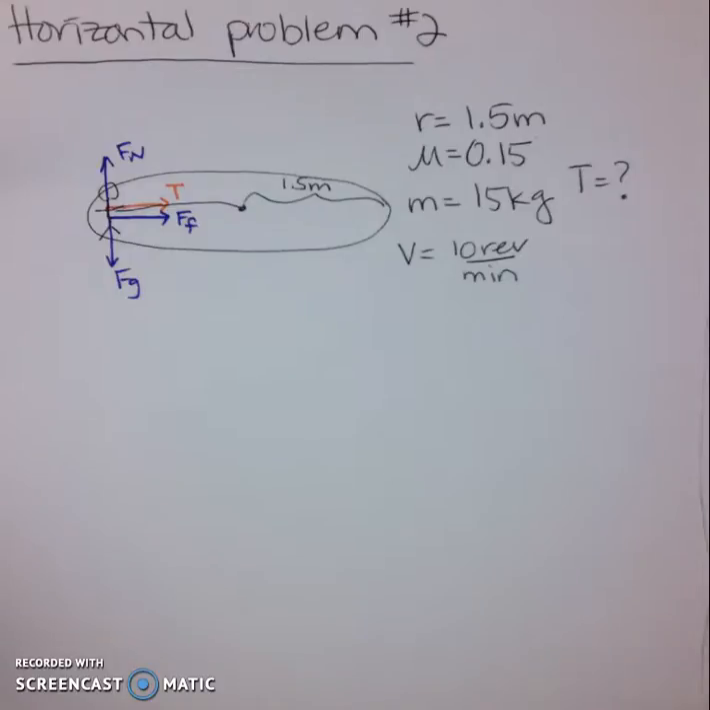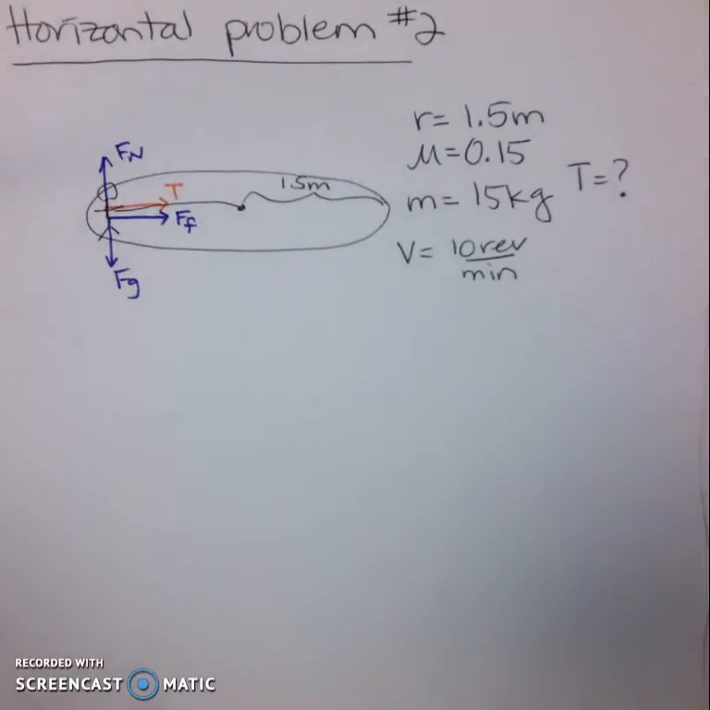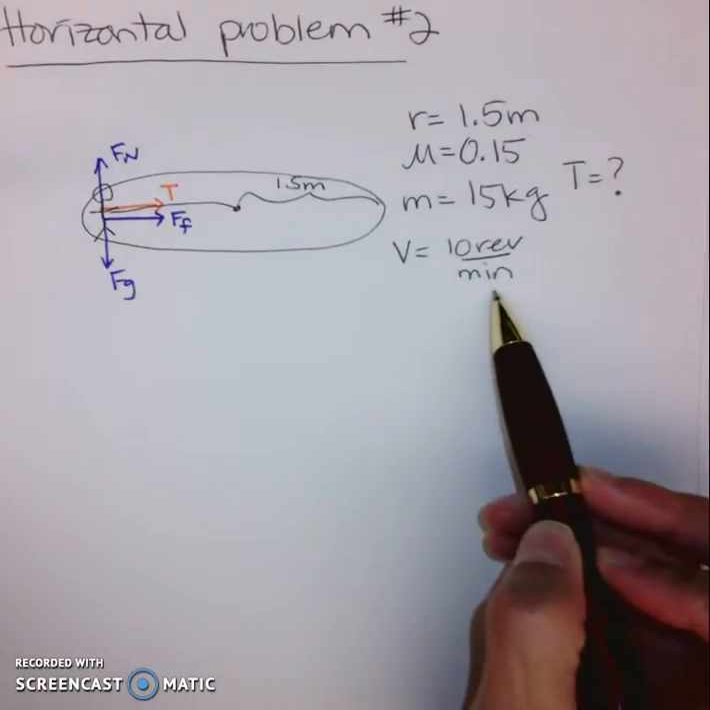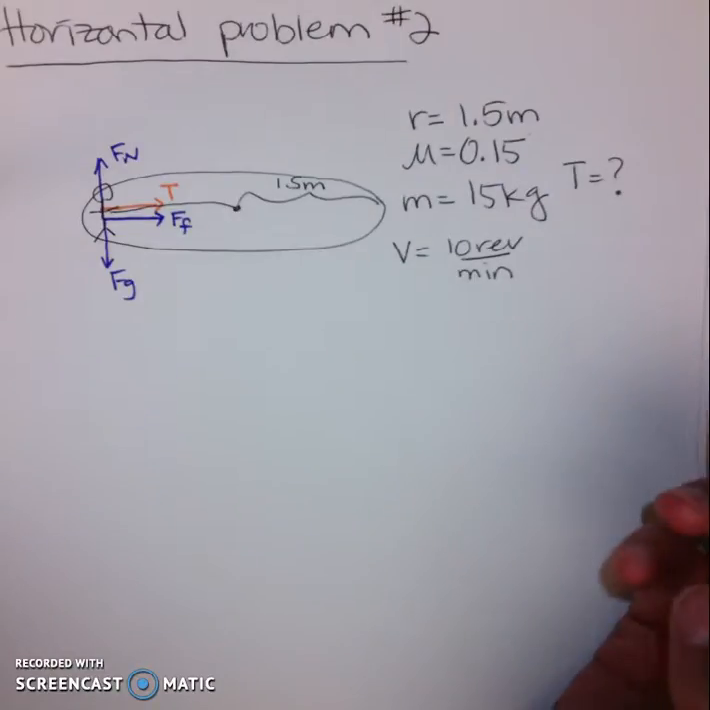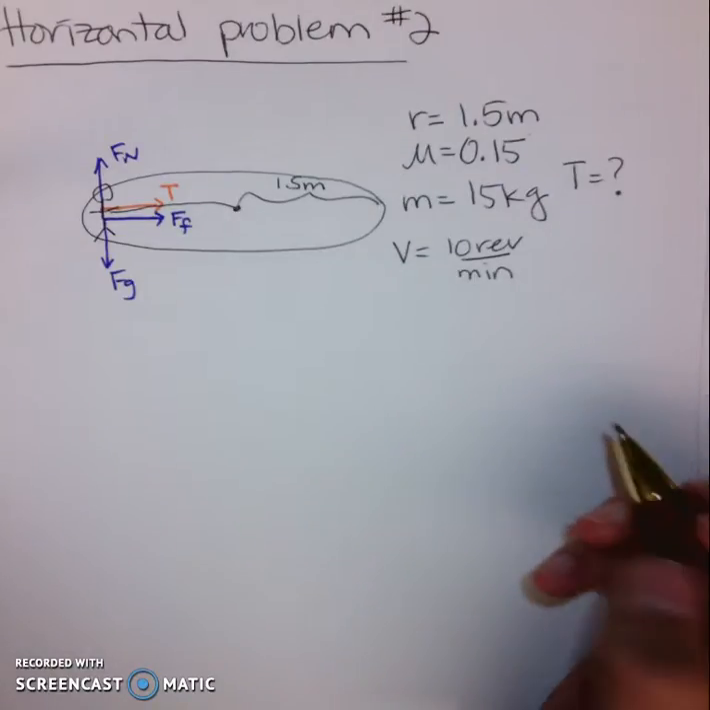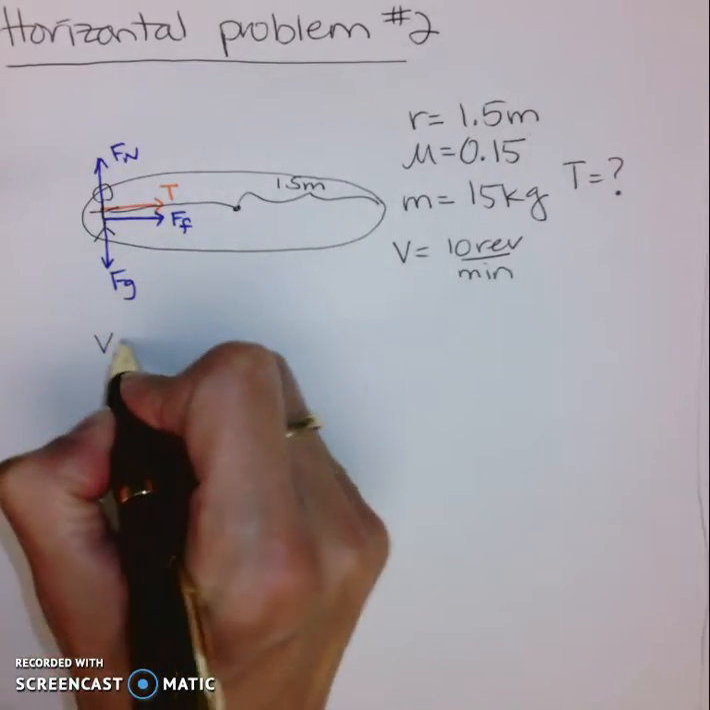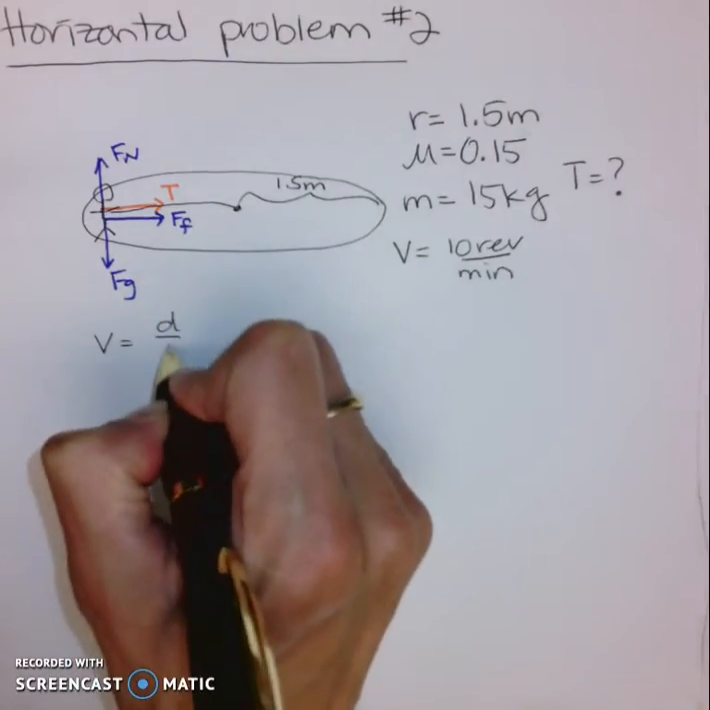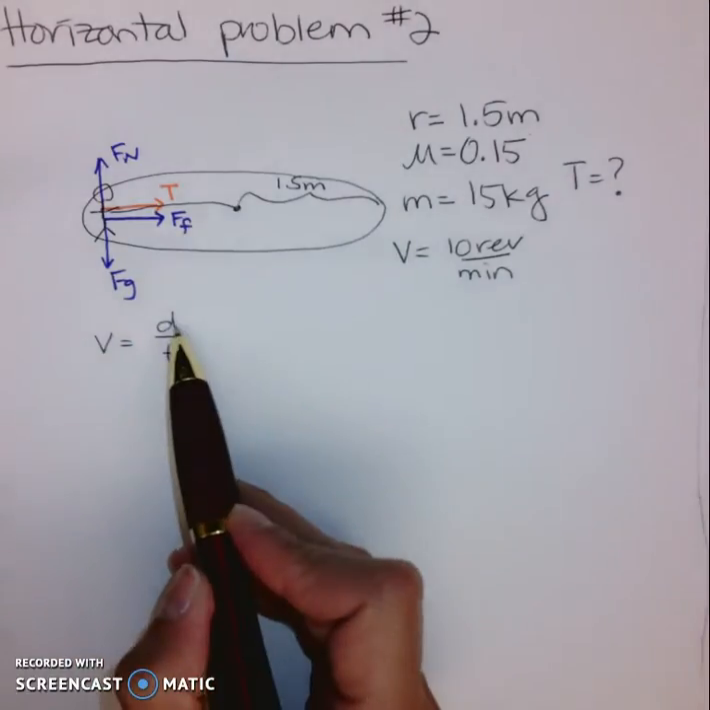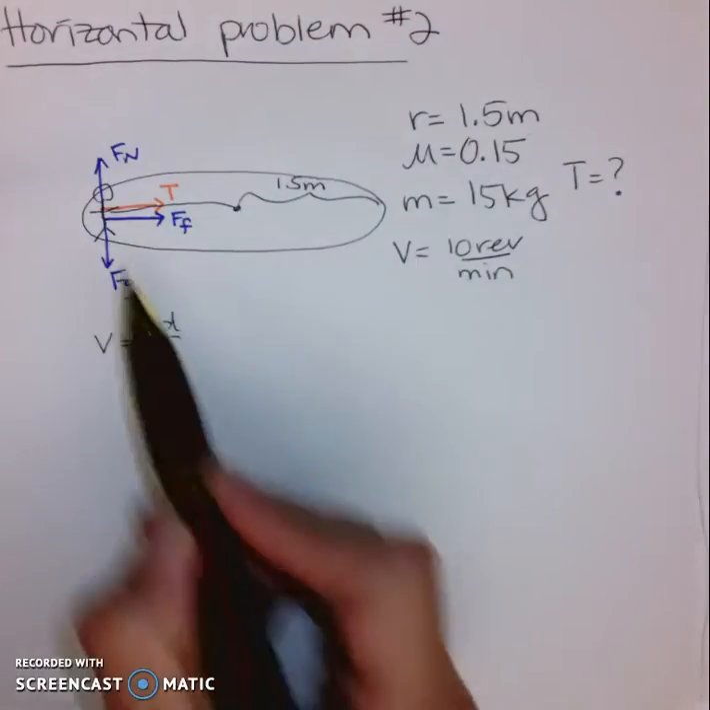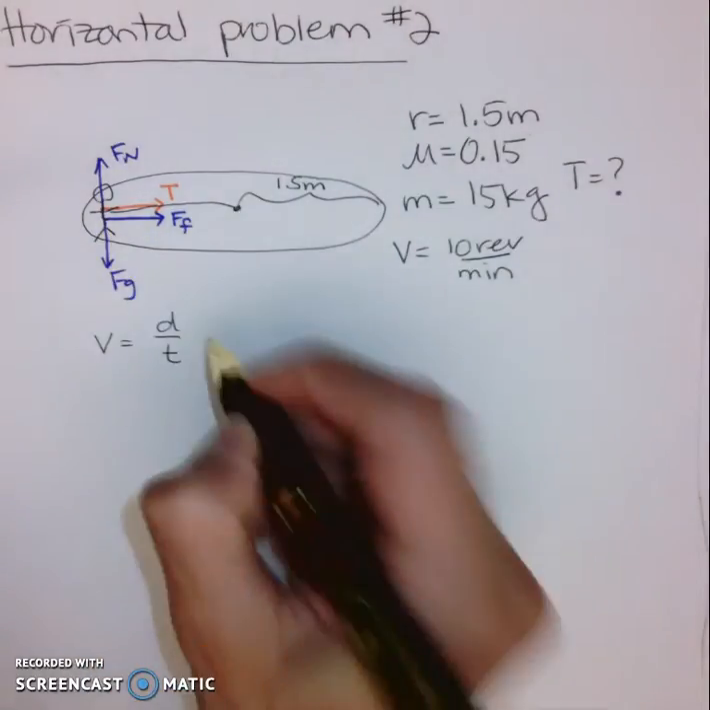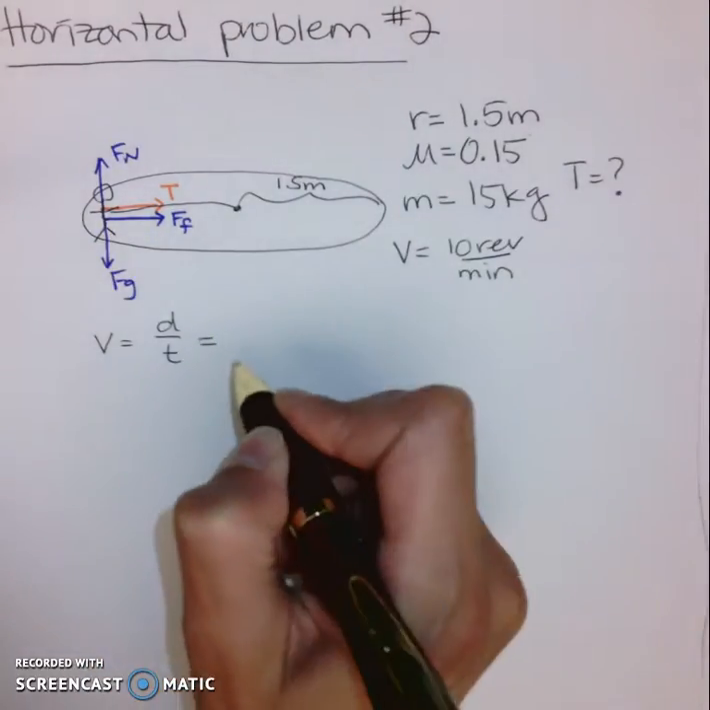Okay. The other tricky part about this is that the speed is given in revolutions per minute. Now I have to convert that to meters per second in order for this to work. And so in order to convert from revolutions per minute to meters per second, I need to know that v is equal to d over t, or the distance it travels over t. And the distance the child travels is the circumference. And the circumference is 2 pi r.